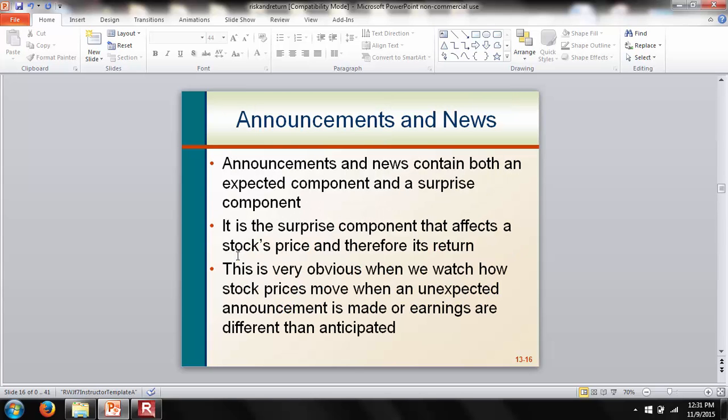Okay. So again, when you look at stocks, announcements and news contain both an expected component and a surprise component. And it is a surprise component that affects the stock price and therefore its return. So what we are saying is that on average we have some expectations, and if the stock just meets those expectations, it's not a surprise. There is no news conveyed by the actual earnings announcement or any other announcement made by the company. On the other hand, whenever there are surprises, so that could be beating the expectations or perhaps underperforming the expectations. Okay? So that is typically what drives the stocks.